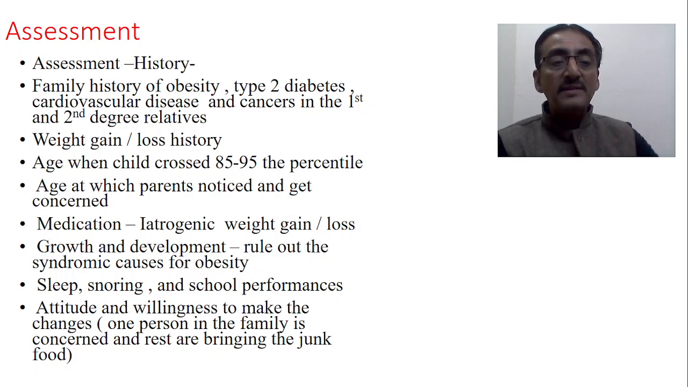For example, one person in the family, the mother, is very much worried about his weight gain, but all the other family members are busy eating junk food and bringing the food to the home. So this type of attitude may not work. Not only the child, all the family members should have a single attitude. If something has been restricted, it should be restricted, nobody should eat it. This type of attitude is very important, otherwise it's very difficult.